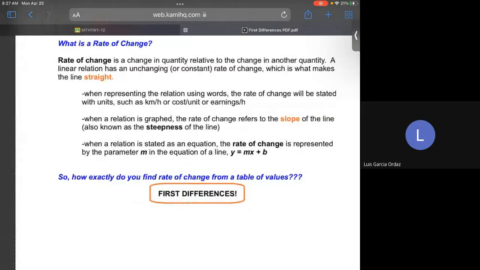Okay. So a rate of change is a change in quantity relative to the change in another quantity. So like we said, my slope is equal to my rise over run. Or we have the little triangle thing. So this delta y, which means change in x and change in y. So whenever representing the relation using words, the rate of change will always be in units, such as kilometers per hour, steps per minute.